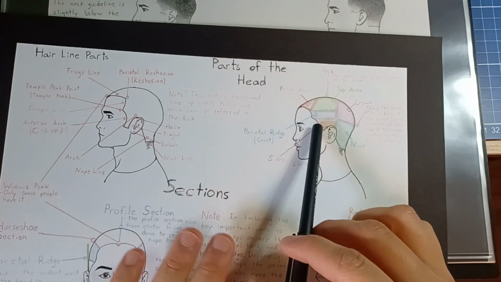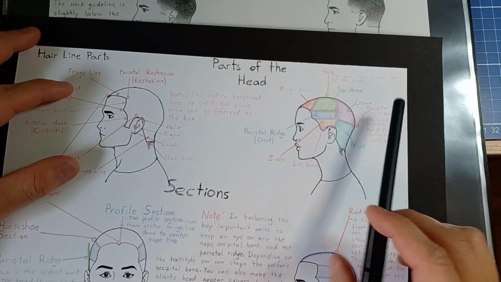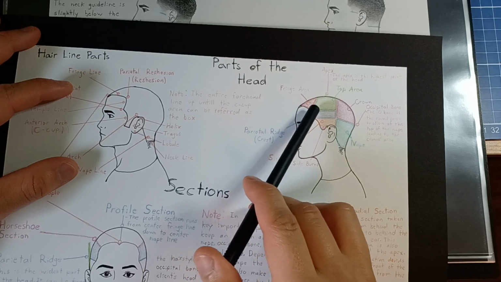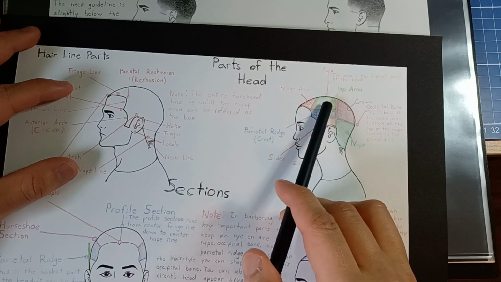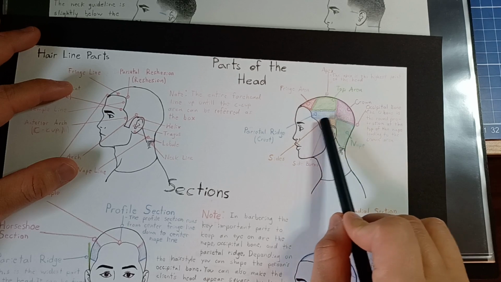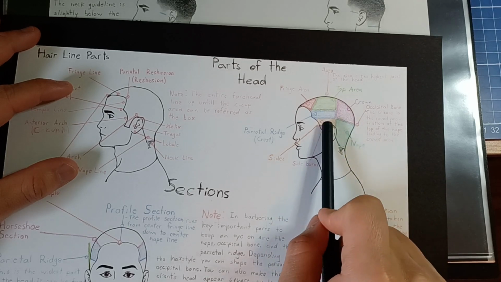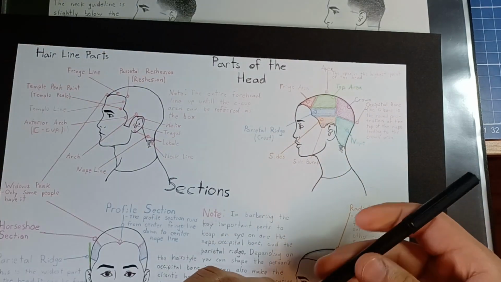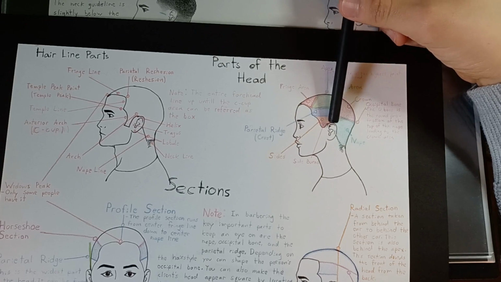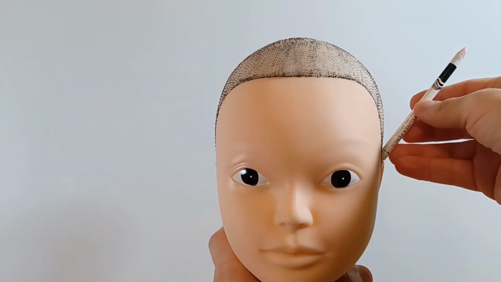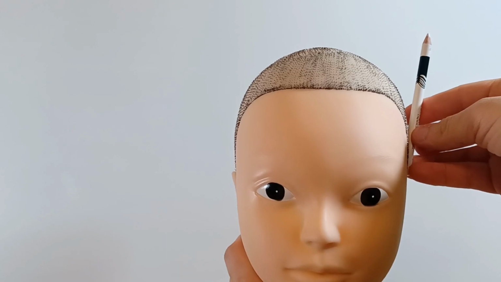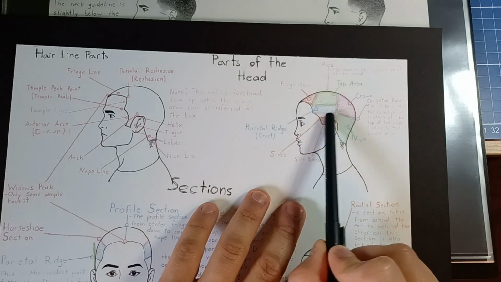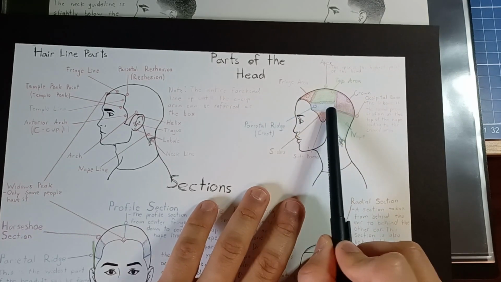The parietal ridge is an important part. It's basically a horizontal line from the parietal recession, which I talked about earlier, and down towards around here. To find the bottom part of the parietal ridge, you would place a comb above the client's ear, and right where the head starts to round, that would be the beginning part of your parietal ridge.